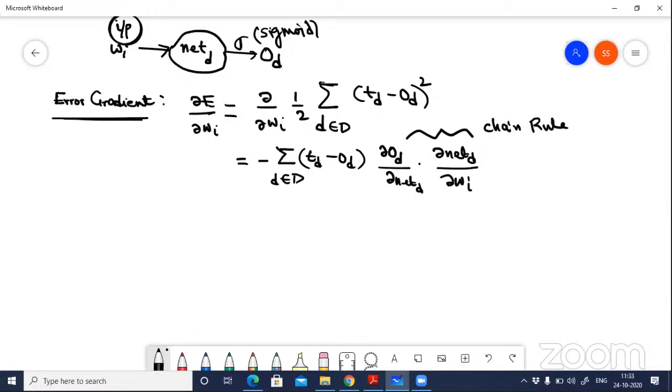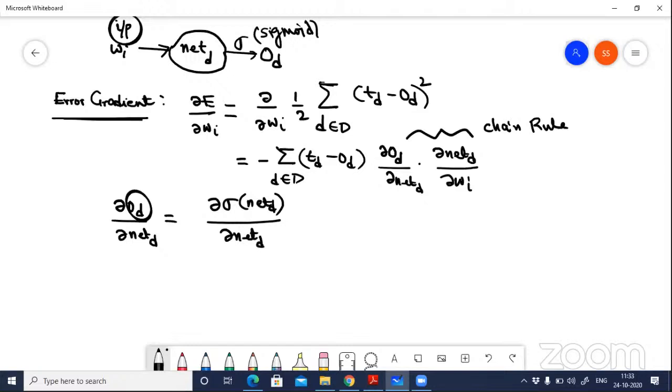Okay, now the delta OD with respect to the network is nothing but, now what is this output D? If you see the picture, the output D is nothing but your sigmoid activation acting on the network of D, right? So you can replace the output of D with this, correct?